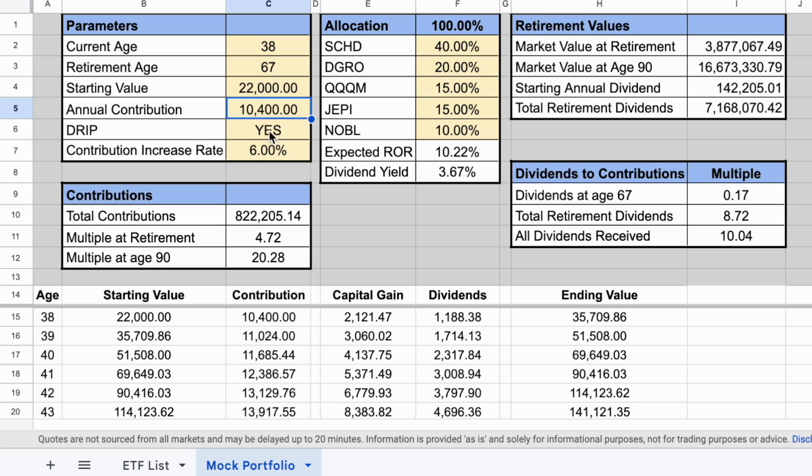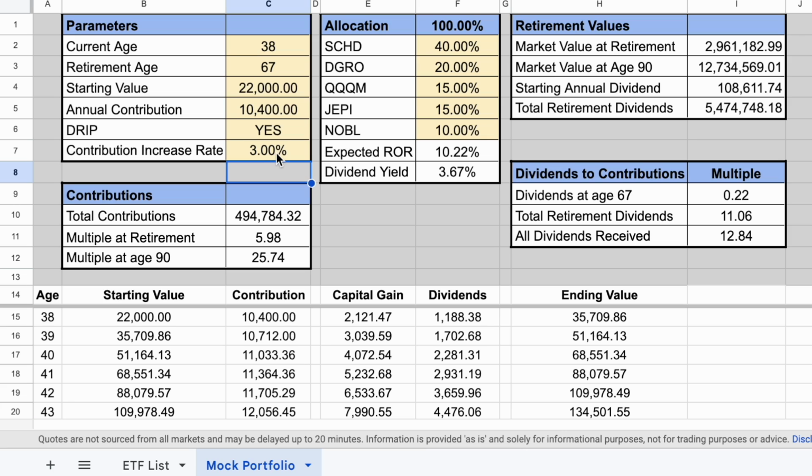I am reinvesting all dividends, so I'll leave the DRIP turned on. And let's just assume I can increase my contribution rate by 3% every year. For now, I'll stick with the asset allocation listed here, which is 40% SCHD, 20% DGRO, 15% QQQM, 15% JEPI, and 10% Noble. Based on the normalized returns from the ETF list, the expected rate of return for this asset allocation is 10.22% per year, with the annual dividend yield clocking in at a pretty healthy 3.67%.